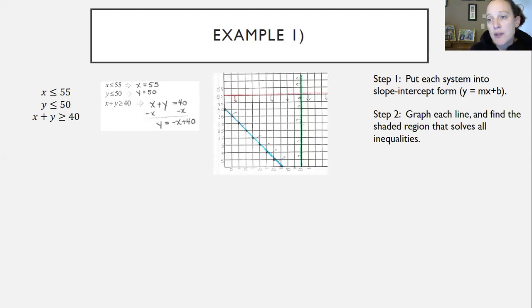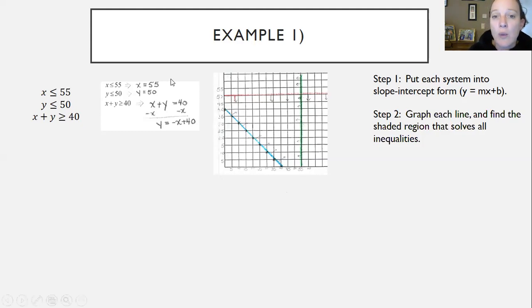Now, before I do any shading, I don't shade here because I really need to see that feasibility region. It's also the shaded region. You'll also hear me call it the feasibility region. When I graph that, I just put arrows in which direction I need to shade. So let's take a look at x is less than or equal to 55. That is a solid green line, and if I put in zero, zero is less than 55. So I would shade everything to the left of that green line. That's why my arrows are pointing left.